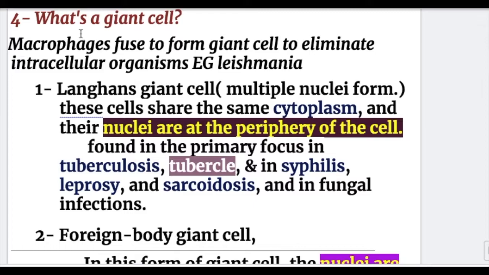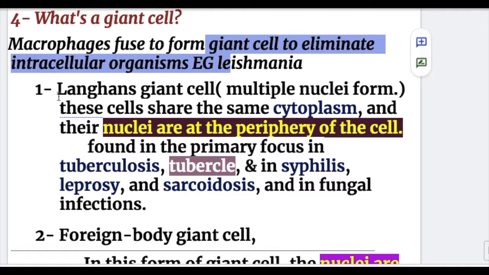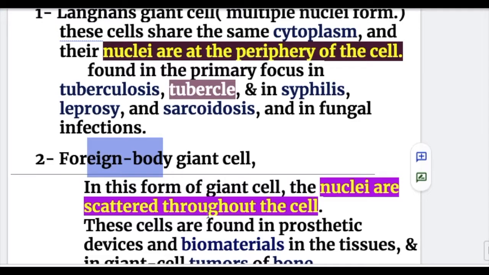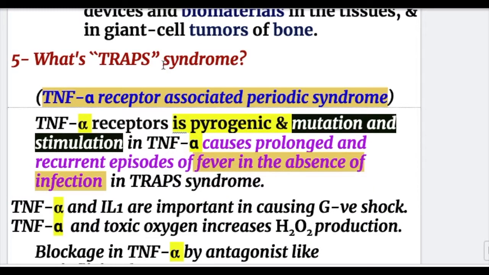Question 4. What's a giant cell? We already did it. Macrophages form multinucleated giant cells. Two types, Langhans and foreign body type. Langhans type have nuclei at the periphery of the cell, whereas the foreign body giant cell has nuclei scattered throughout the cell. Now, what's TRAPS syndrome? TRAPS syndrome means TNF-alpha receptor associated periodic syndrome.